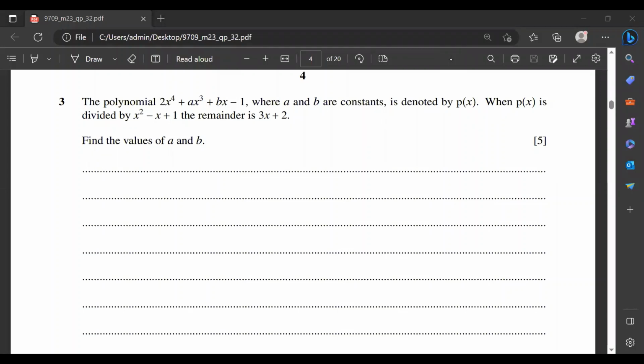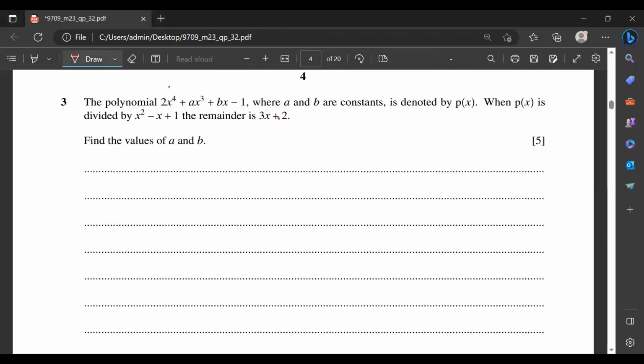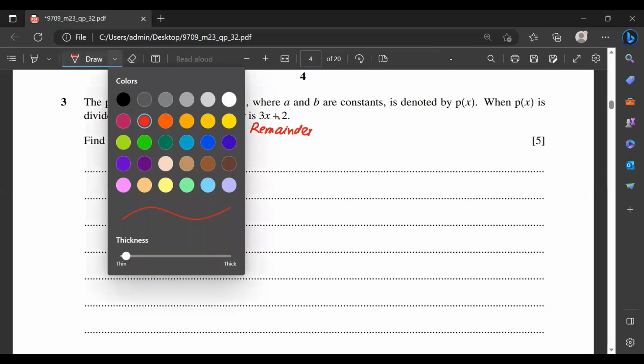Question number 3. The polynomial 2x^4 + ax^3 + bx - 1, where a and b are constants, is denoted by p(x). When p(x) is divided by x^2 - x + 1, the remainder is 3x + 2. So here, this part is the dividend, this part is the divisor, and here is the remainder.